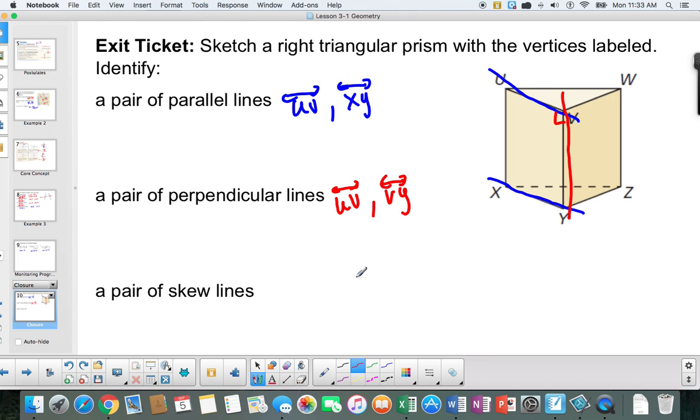I want a pair of skew lines. Skew lines must not be coplanar, so I'm going to choose VY, which is a red line, and then I'm going to choose this line back here that I know it won't intersect, which is UW. Let me go ahead and put that in green for you right here. So this green line and this red line will not meet. And this is the end of the screencast.